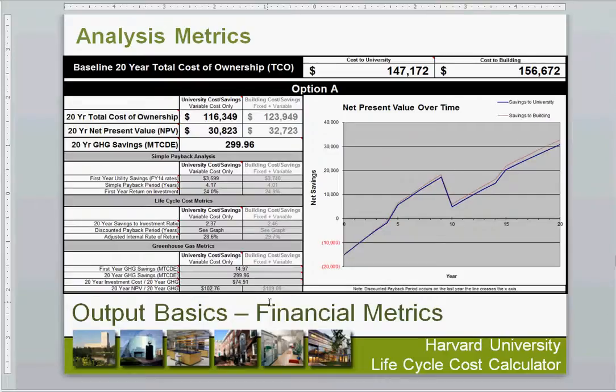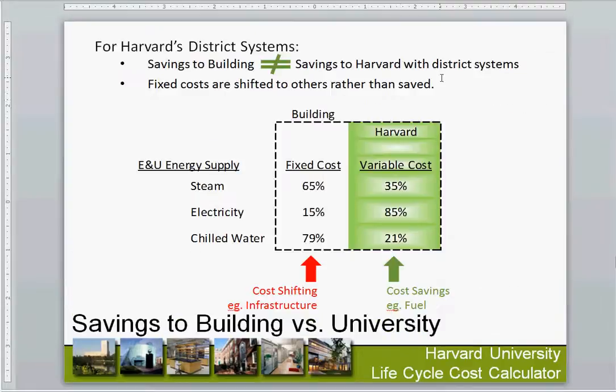Don't worry about these bumps just yet. These are just the real basic intros. And then we have life cycle metrics, which do consider the full 20-year system, as do our greenhouse gas metrics. So let's see how these work in practice.